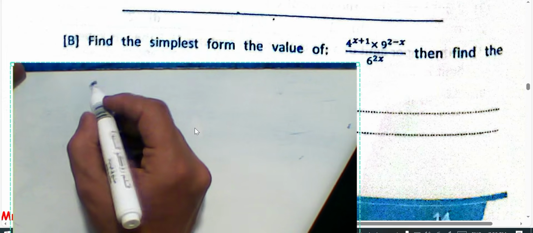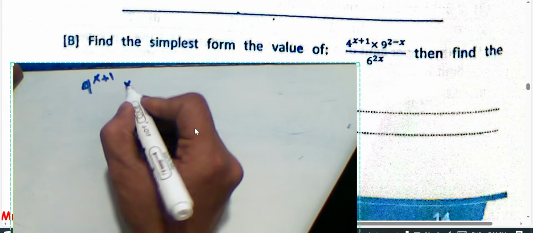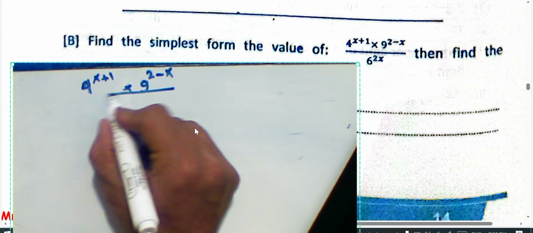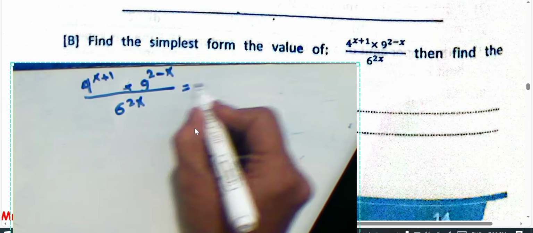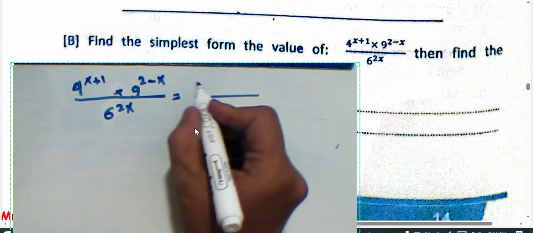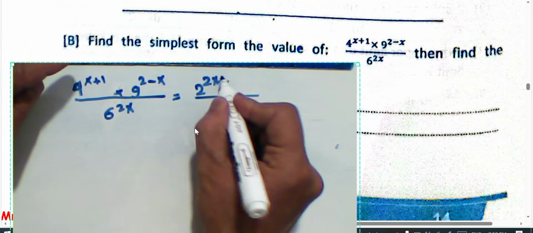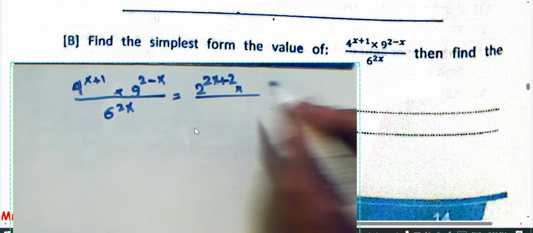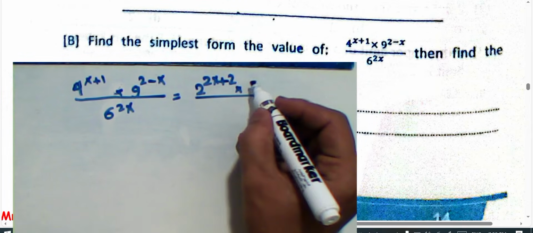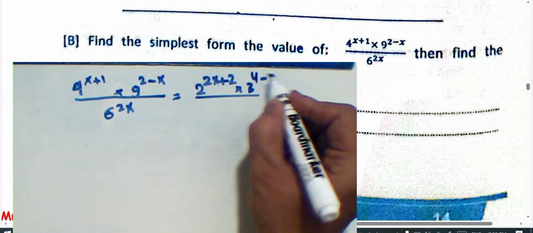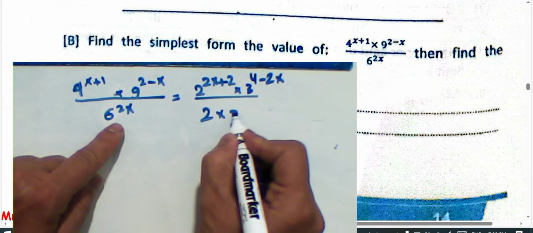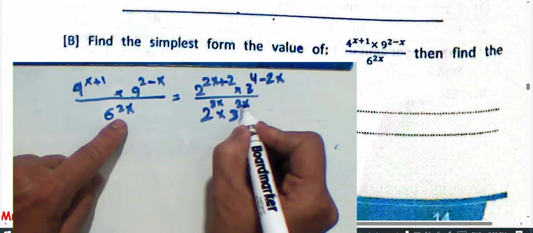First step: we have 4 power x plus 1, multiplied by 9 power 2 minus x, over 6 power 2x. You can write 4 as 2 power 2. Then 2 power 2 times x plus 1 becomes 2x plus 2, and 9 equals 3 power 2, so 2 times 2 minus x gives 4 minus 2x. In the denominator, 6 is equivalent to 2 times 3, then distribute the power: 2 power 2x and 3 power 2x.